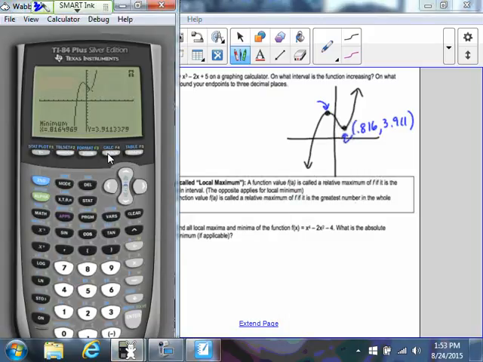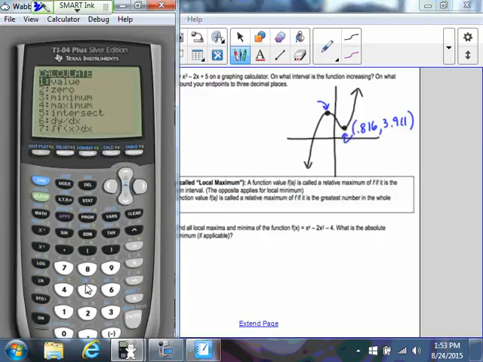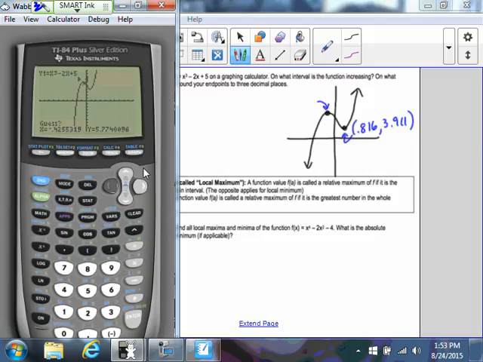Okay, do your zoom 6, standard window. All right, so second trace, we're going to find the maximum. So when we find a maximum, we want on the left of what we want, so we hit enter. We want on the right of what we're trying to find, hit enter, and then it says guess. So go exactly where you think that maximum is. So it gives me negative 0.816, comma, 6.088.